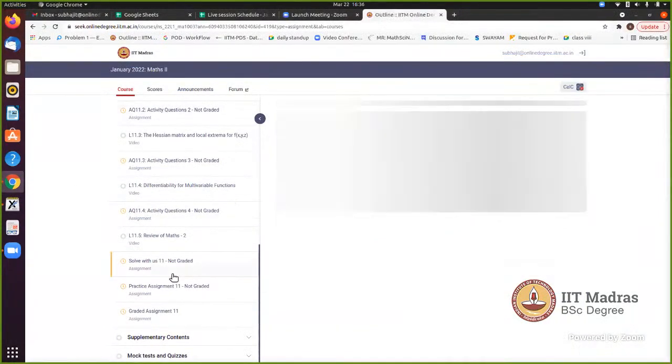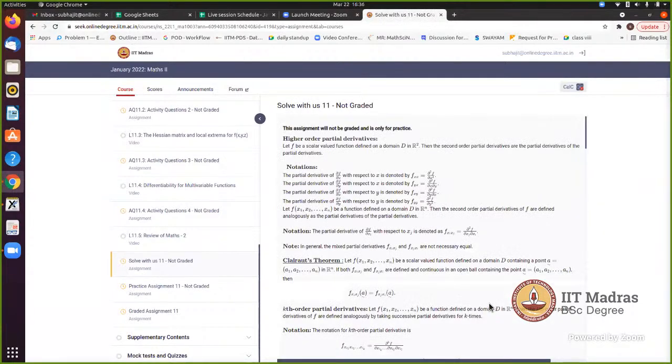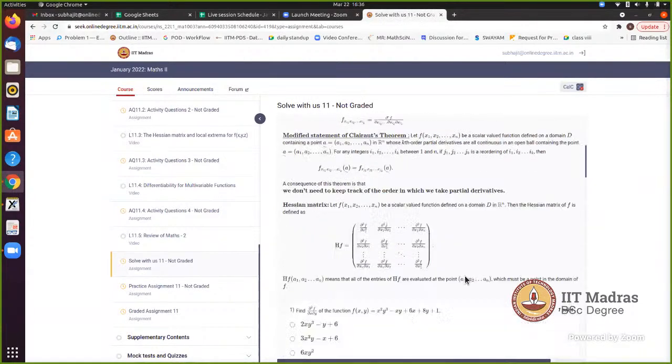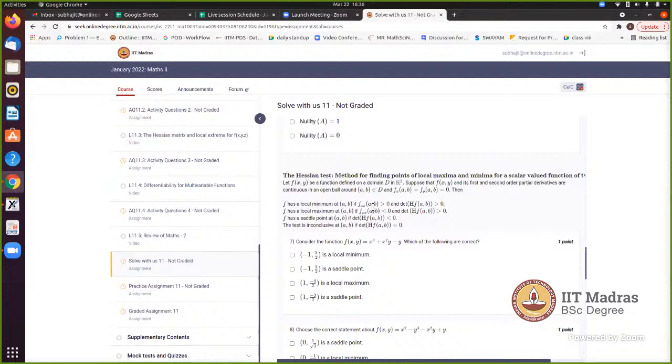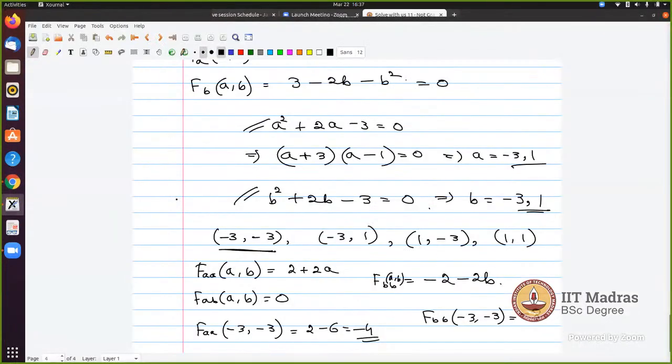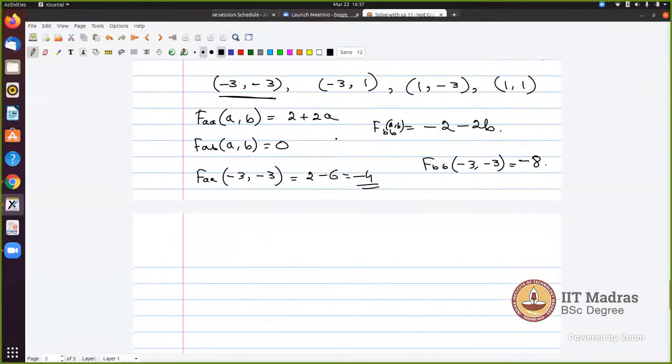So here what we have to check is at the critical points: if the double derivative with respect to x at a comma b is greater than 0, then it is a minimum. If it is less than 0, then it is a maximum, and the determinant of the Hessian should be greater than 0, right? Yes, sir. First, we have to check the determinant. So the matrix is minus 4, 0, 0, and 8.